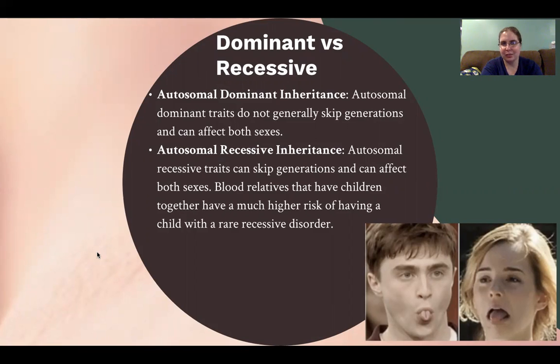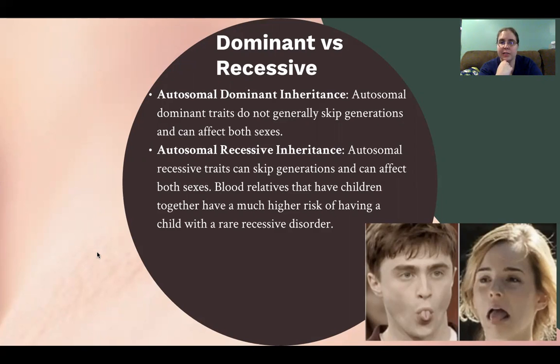Because of this, generally these don't skip generations, because with it being dominant, if you have the allele, you will show it. If you don't have any dominant alleles, that means you're recessive and you cannot pass on a dominant allele if you have none to pass on. So these really don't skip generations, and since it's autosomal, it will affect both sexes equally. So it affects males and females equally. We'll notice that in sex-linked traits, we don't have that same pattern. We notice that one sex is more affected than the other.